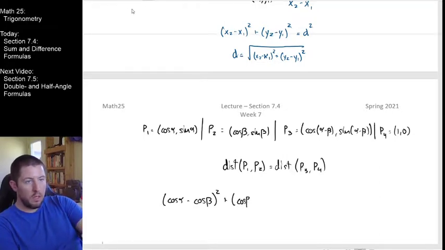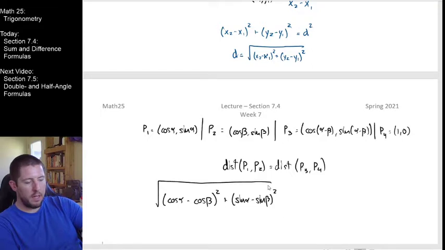Oops. Cosine is not where we get y values. We get y values from the sine function. Sine of alpha minus sine of beta, squared. And we take the square root of the entire thing here.